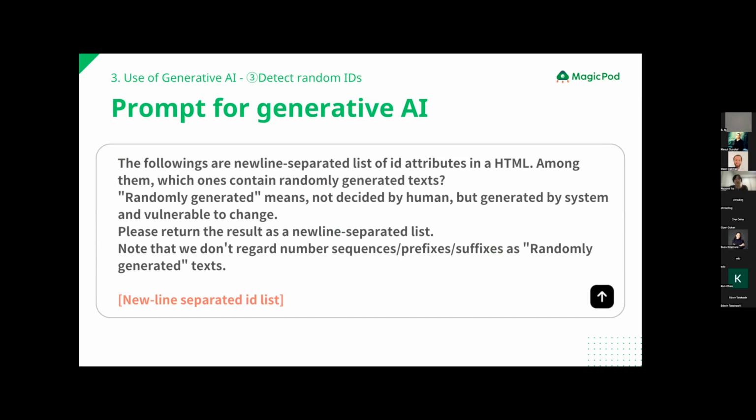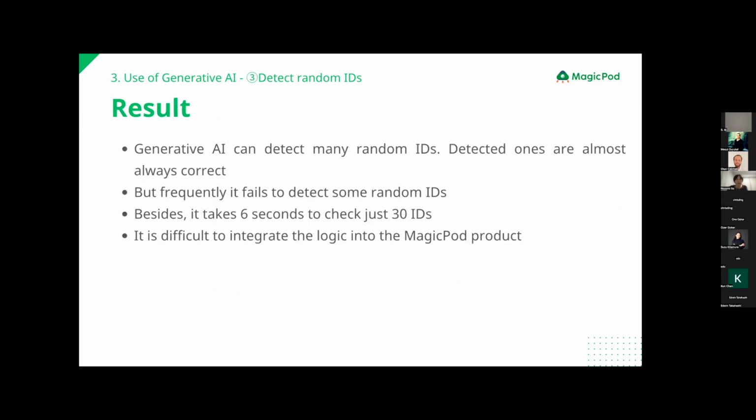So the prompt is like this. In this case, we check only random ID attributes. And to get results effectively, we pass all IDs in bulk and not one by one. I don't show the result here because the result was not so promising.